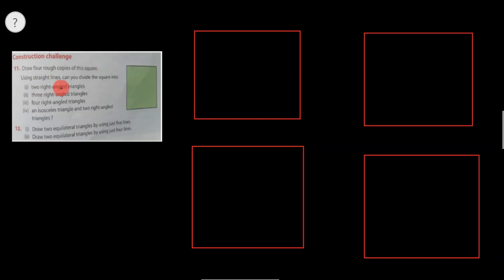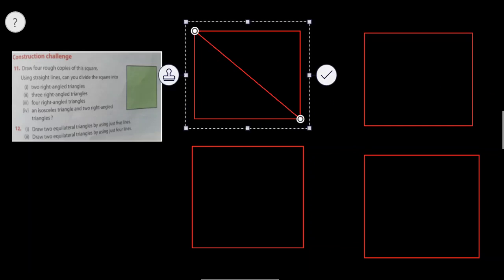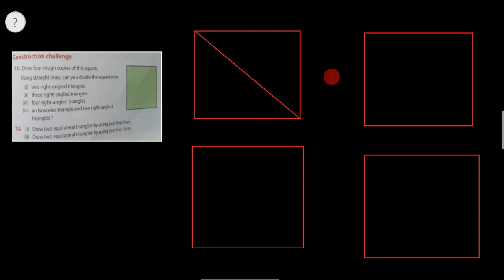Using straight lines, can you divide the square into two right angled triangles? Okay, so using straight lines, can we divide it into two right angled triangles? Let's give this one a go. If we draw a line from here to here, what we have is two right angled triangles when we do this.